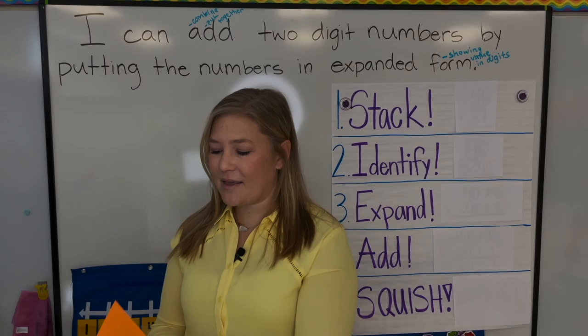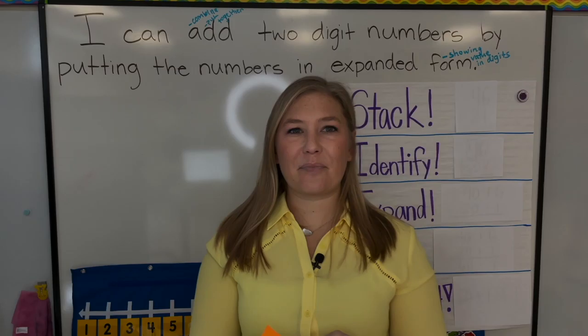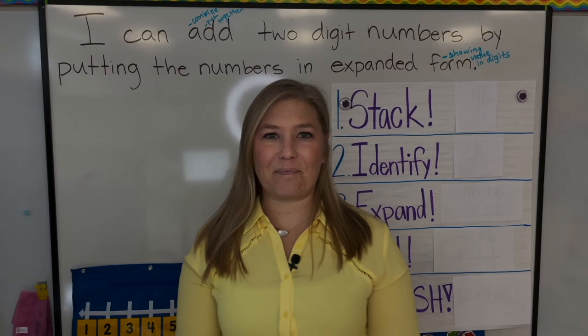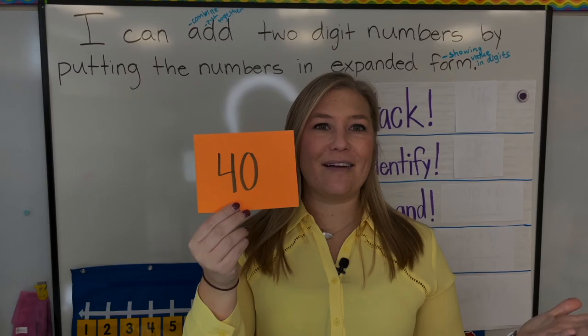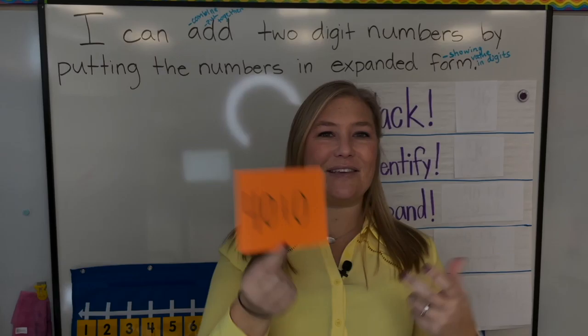And we have the number 19. This one's tricky because you don't hear the tens place when you say the number 19. When we put this in expanded form, we have 10 plus 9. All right, and then one more. We have the number 40. When we think about putting this in expanded form, I don't really see a number in the ones place other than 0. So that's how we represent it in expanded form: 40 plus 0. Nice job.